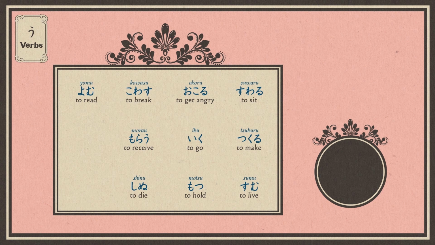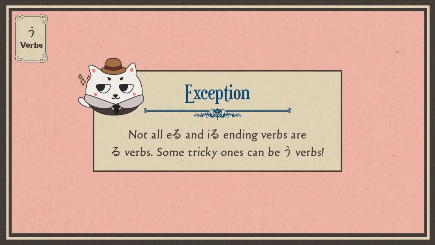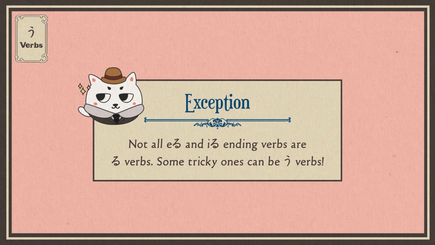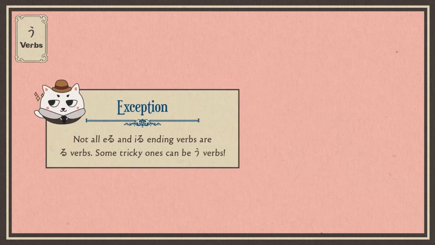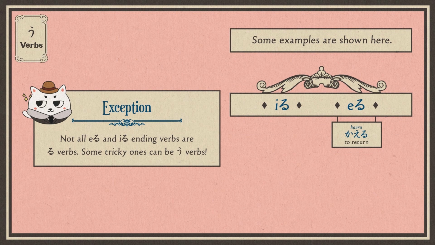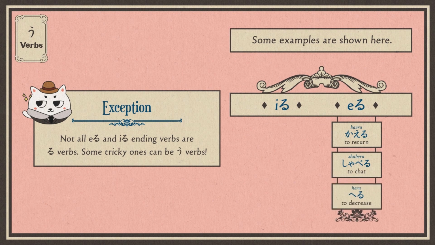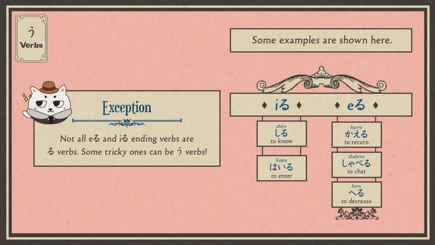Fantastic! This isn't too bad at all, is it? Just one thing though, there are some tricky verbs that you have to watch out for. Even though all ru verbs are eru or iru ending, not all eru and iru endings are ru verbs. Some are actually u verbs. But don't worry. Luckily for us, there aren't that many of these exceptions. So just try to memorize them and remember that they are u verbs. Confusing verbs that end with eru or iru. Eru ending verb: kaeru, 喋る, 減る. Iru ending verb: 知る, 入る, 走る.